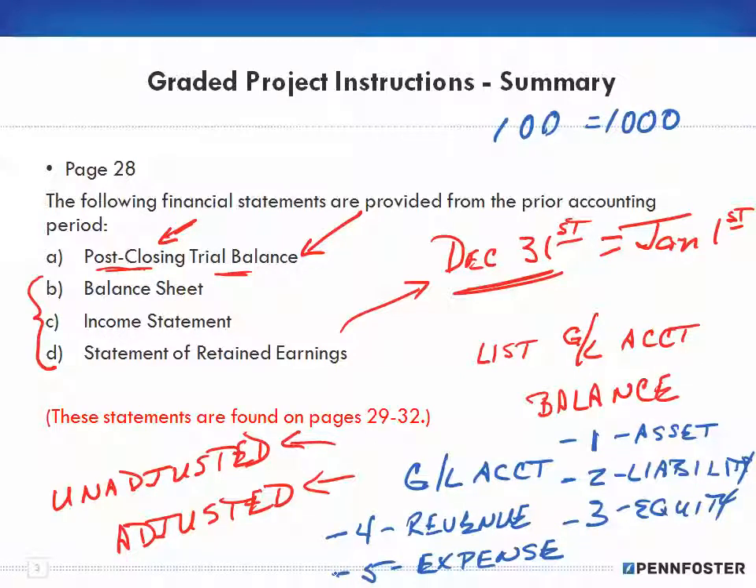So on this page 29, I would go down and assign an account number to each and every one of those general ledger accounts. You don't need to add accounts. You're not going to add accounts for this project, and you do not delete accounts either. So what you have on this post-closing trial balance is all you need for this project. Okay, with that said, I'm going to stop here and then pick up in the next video.